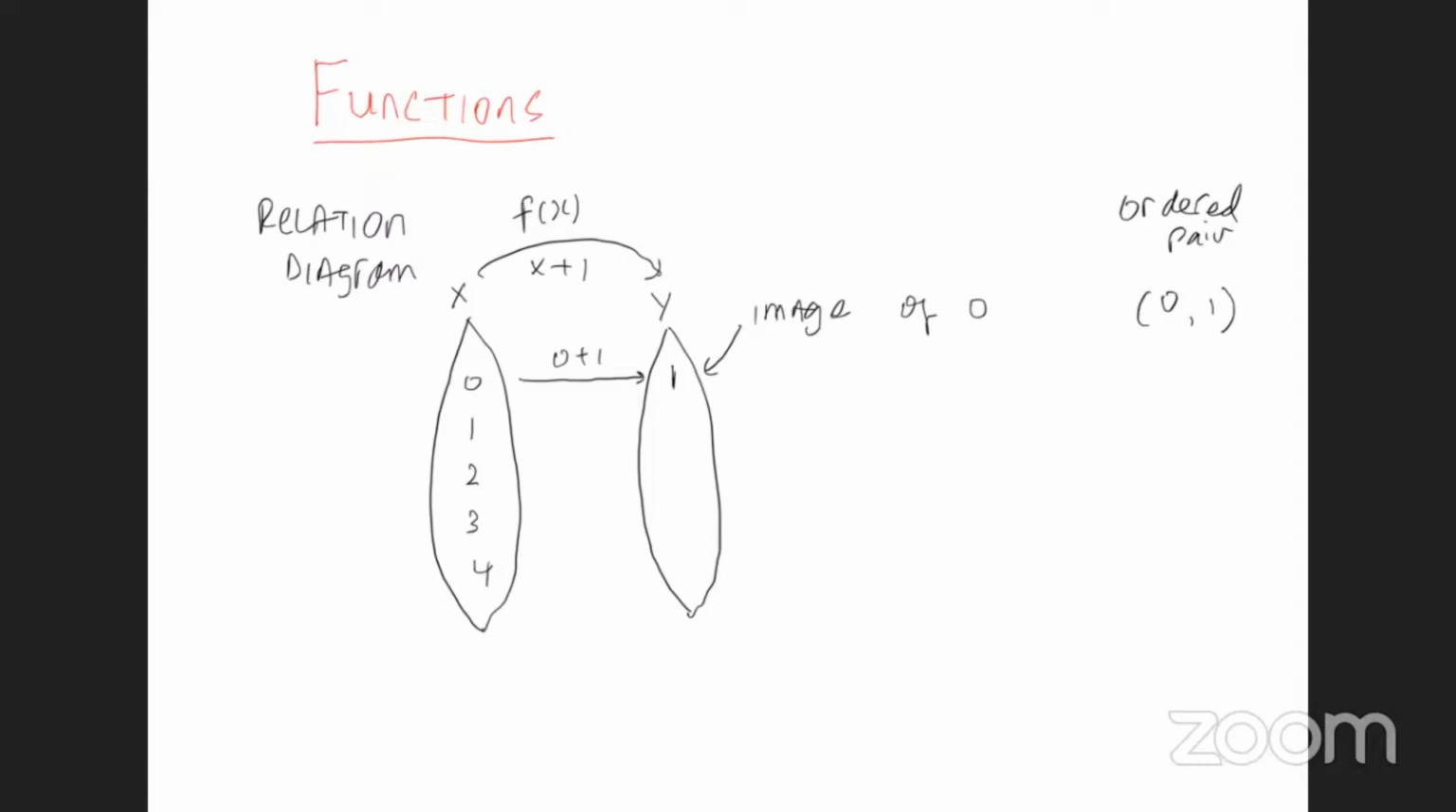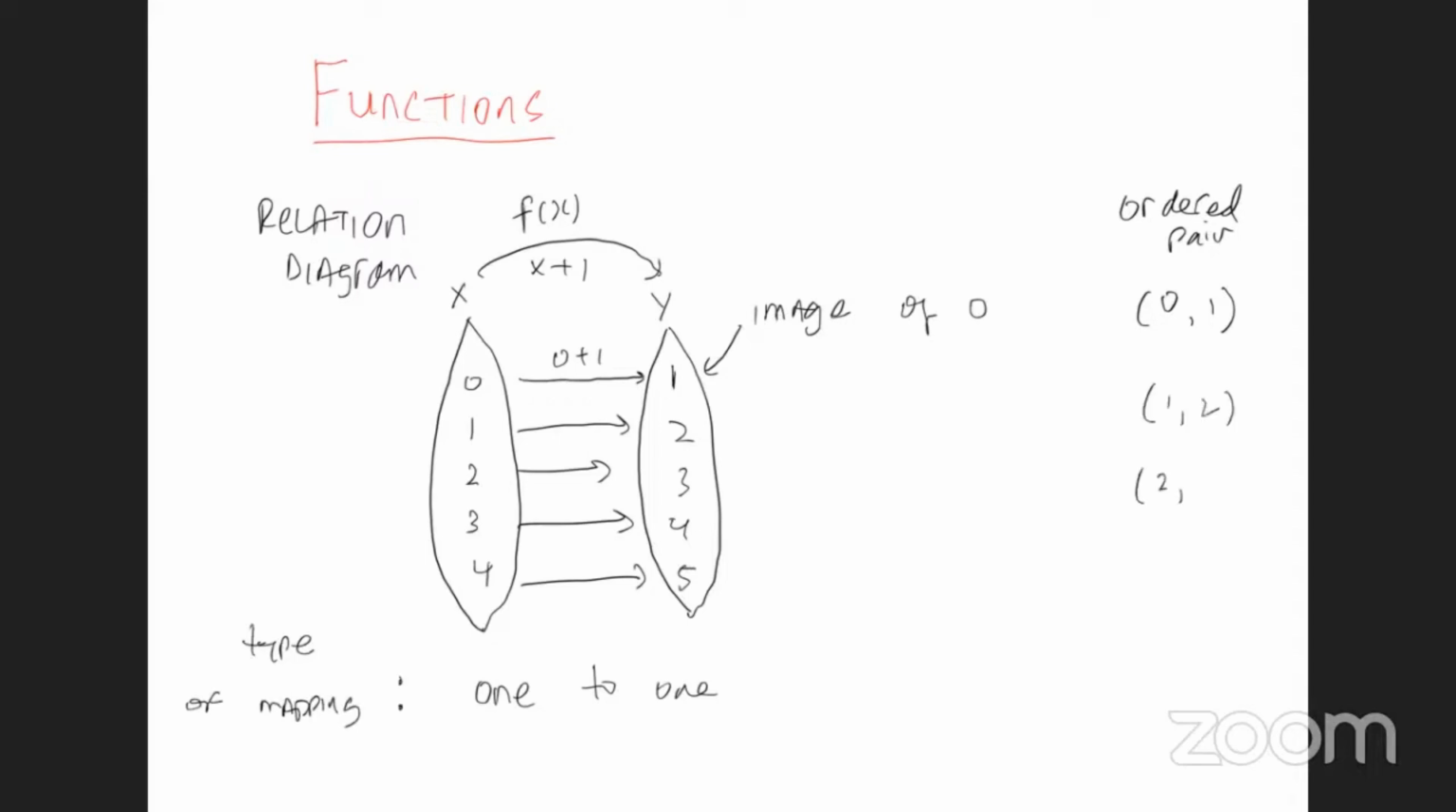Okay? Similarly, 1 will be mapped to 2, 2 will be mapped to 3, 3 to 4, 4 to 5. Right? What type of mapping do we have here? This is called a 1-to-1 mapping. The ordered pairs are (0, 1), (1, 2), (2, 3), (3, 4), (4, 5), right? All those are examples of ordered pairs.